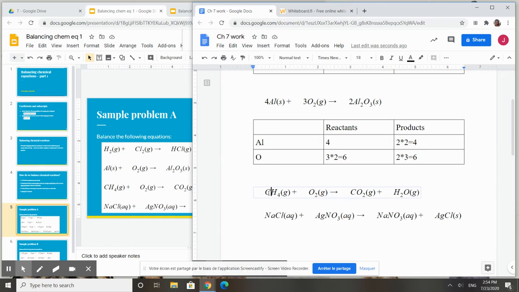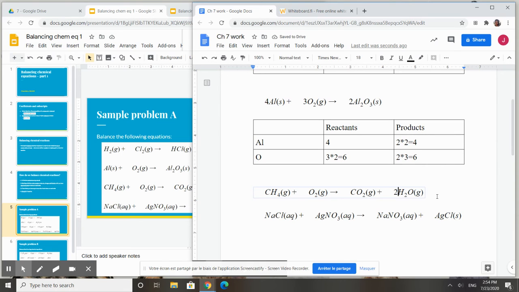I'm going to start with CH4, though it would be equally correct to start really at CO2 or H2O. My carbons look fine, but my hydrogens are not fine. So I have 4 on my left, I only have 2 on my right. So I put a 2 here. So now I've got 4 hydrogens.